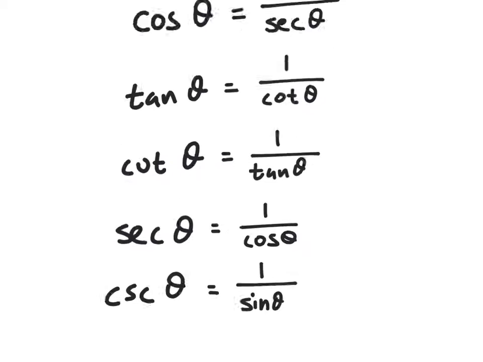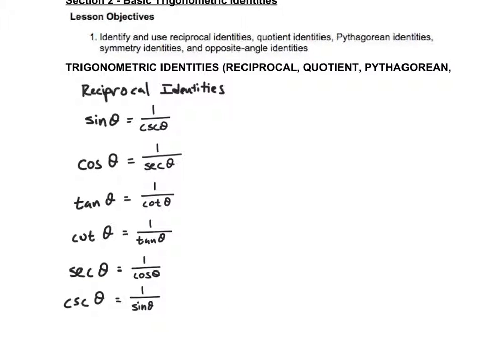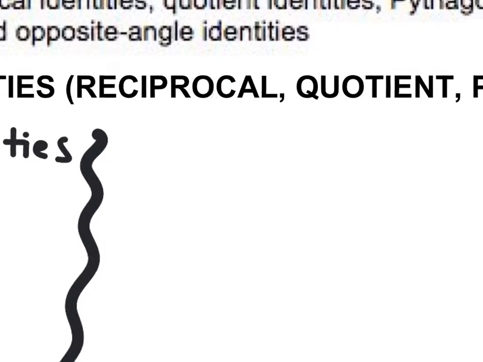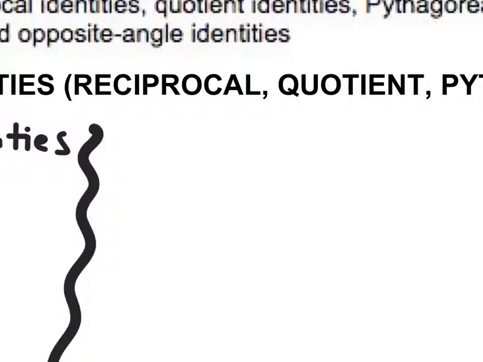The ones that I'm typically going to use when we talk about the reciprocal identities are secant and cosecant. Those are the ones I'm going to use the most. So here are my reciprocal identities. I'm going to box that in. I'm going to come over here and we're going to talk about the quotient identities.